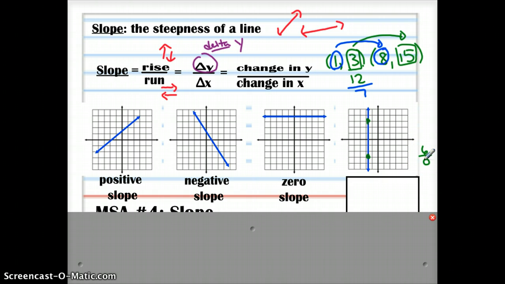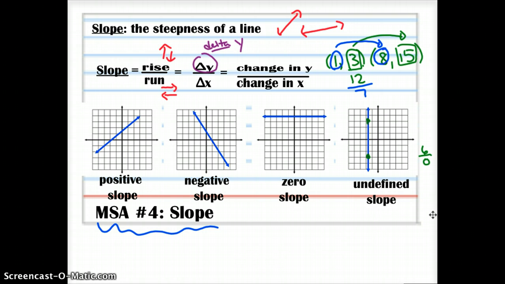If you try to divide 6 by 0, you cannot do it. Try to divide 6 things into no groups. It can't be done. Try it on your calculator, you'll get an error. So 6 divided by 0, when we have something like that, we call it an undefined slope. A vertical line will have an undefined slope. You should be able to pick out which one of these 4 it is just by looking at the line without doing any calculations.